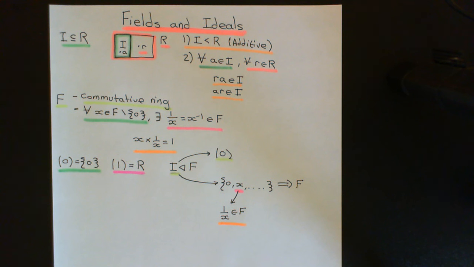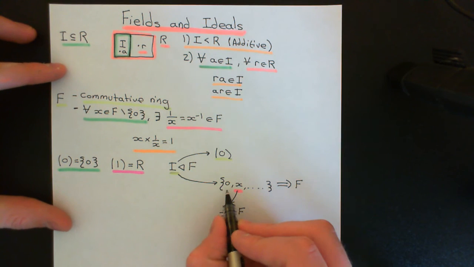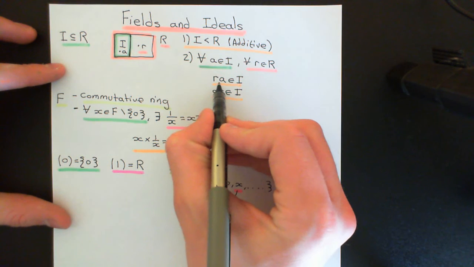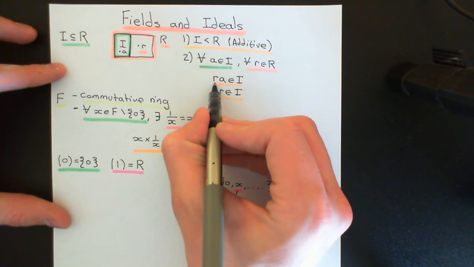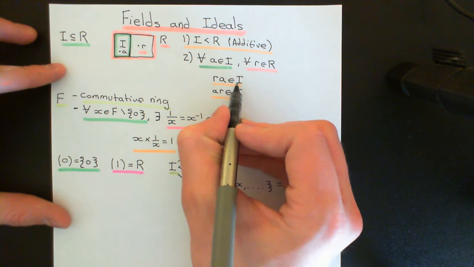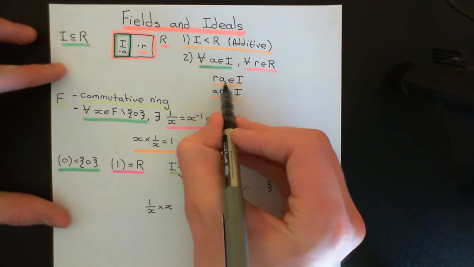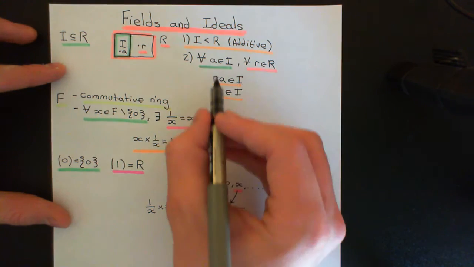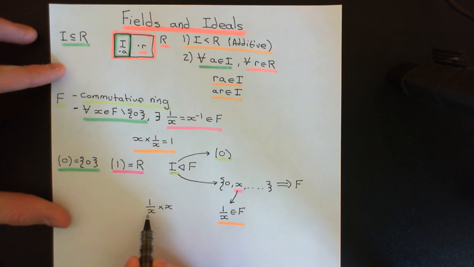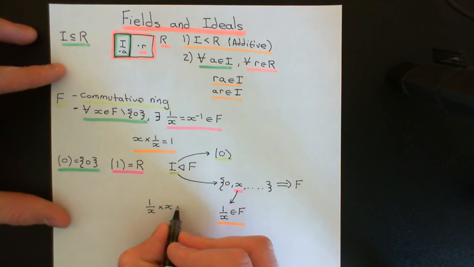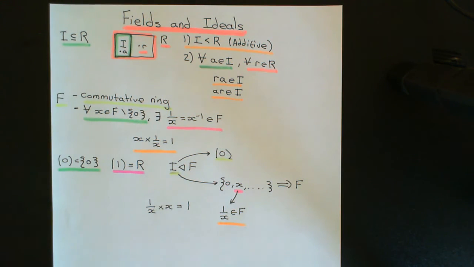So this particular element that I've got here, x, which is this non-zero element in my ideal, will have a multiplicative inverse in the field. Now, the ideal, remember, has to be closed under multiplication. So it must be the case that if I multiply an element of the ideal by any element of the larger ring, I get something that's back in the ideal. Therefore, 1 over x times x, x is from my ideal, 1 over x is from my larger field, has to be an element of the ideal, but of course the answer here is going to be 1. So that instantly tells me that 1 has to be an element of my ideal.